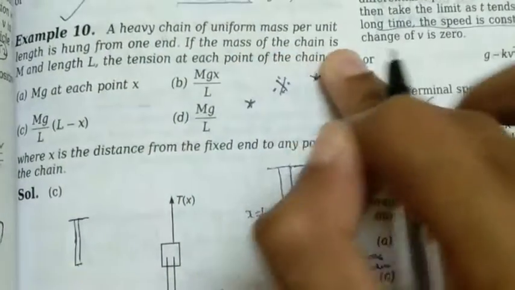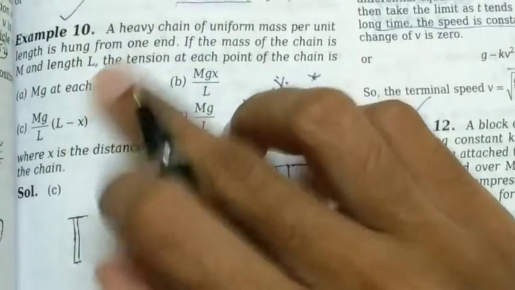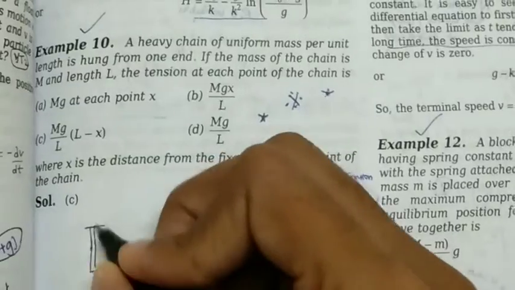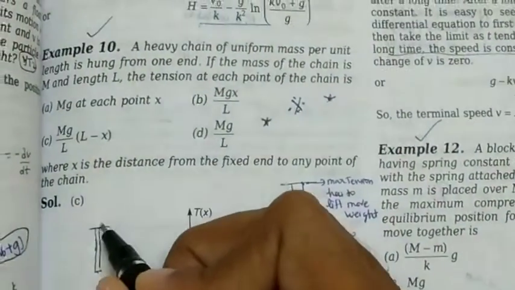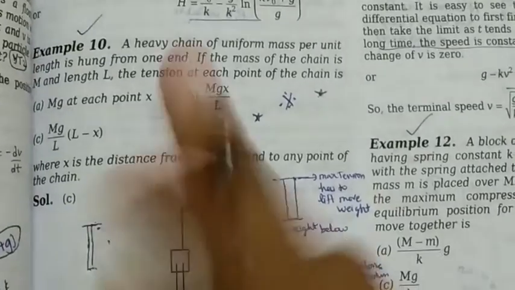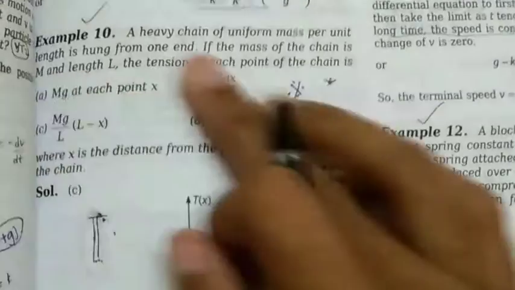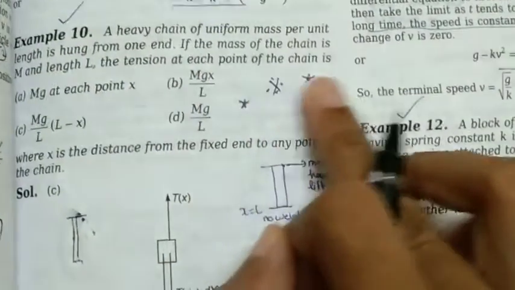So if the mass of the chain is m and length l, so the mass of this entire chain is capital M and it is of length capital L. So from here to here the length of the chain is capital L and this chain's entire mass is capital M. The tension at each point of the chain is.